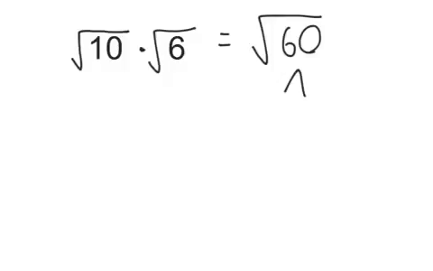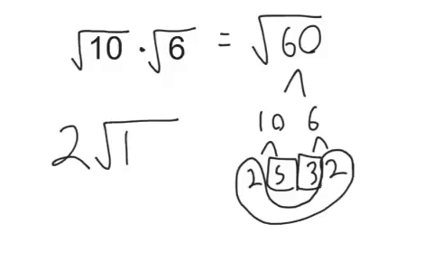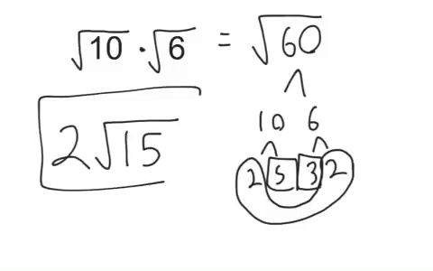10 and 6. I'm just simplifying. 2 and 5, 3 and 2. I have a pair here, my 2s. They make it outside the house. And the 5 and the 3 don't. Multiply them. You said it: 2 root 15. Easy so far, right?